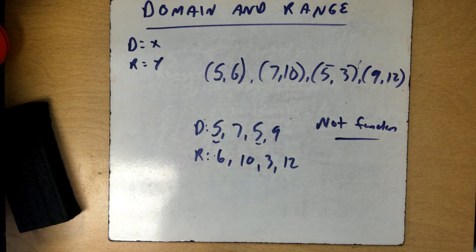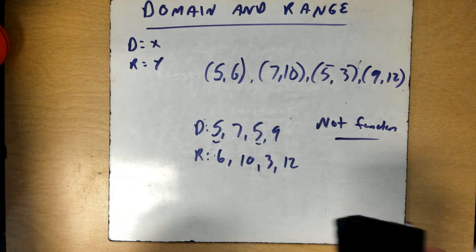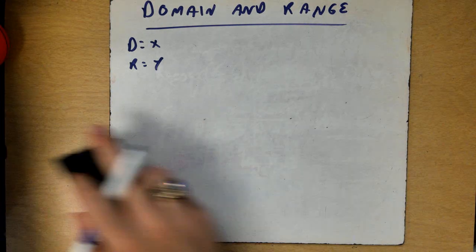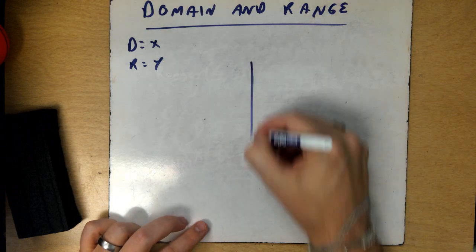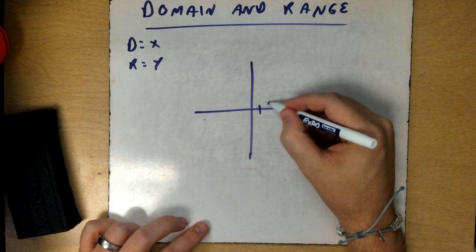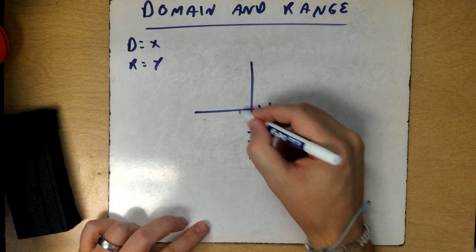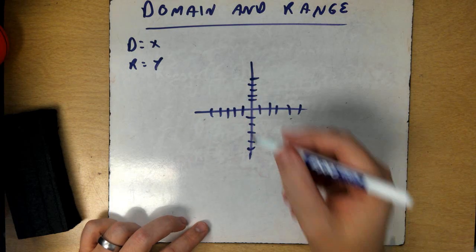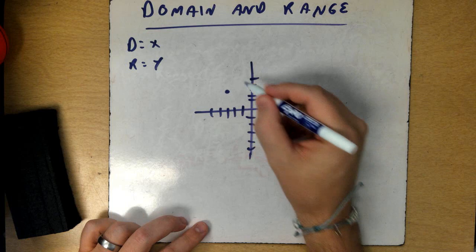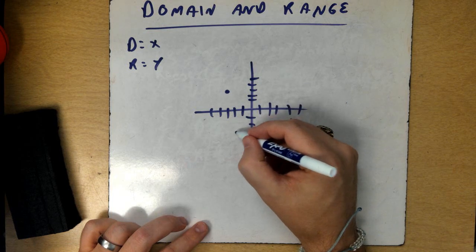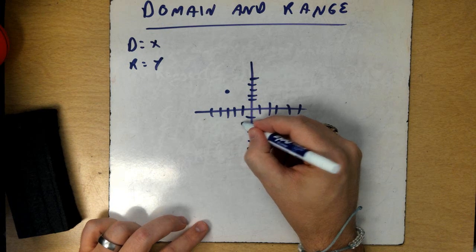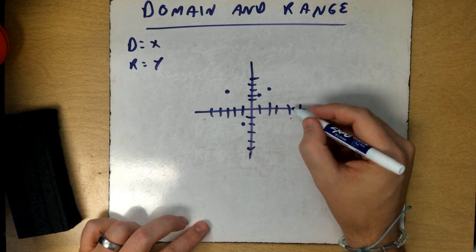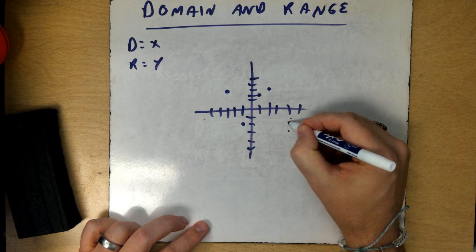So that's what I mean by that. This is not a function because my x's repeat. Now let's take a look at how that would look on a graph. Let's say we have a graph here, and a point here, here, here, here, and here.